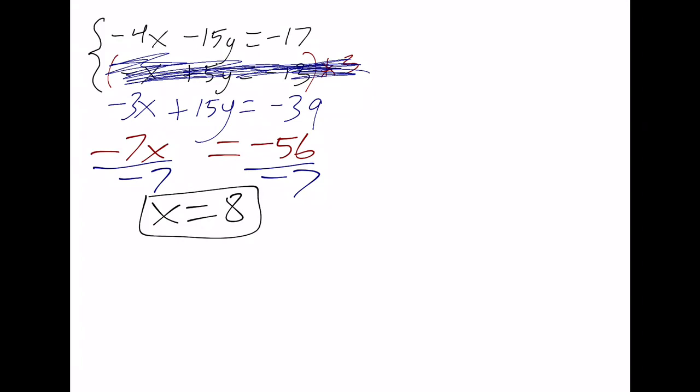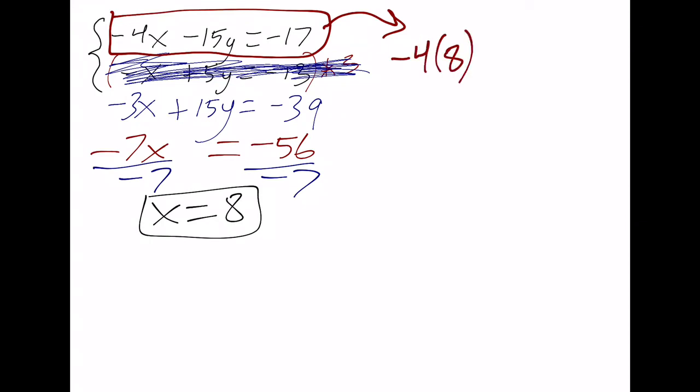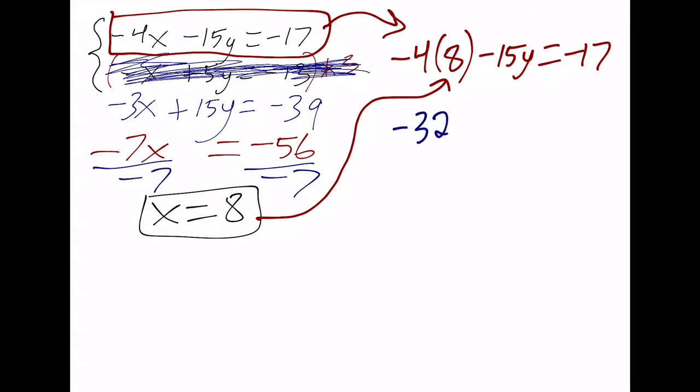The next step is to choose one of my original equations. Let's say I choose this first one and rewrite it. But instead of x, I'm going to use what x is equal to. So I'm going to bring in the 8. This gives me negative 4 multiplied by 8, which came from here, minus 15y is equal to negative 17. I multiply negative 4 times 8 to give me a negative 32. I rewrite the rest of the problem, and I'm down to a two-step equation.